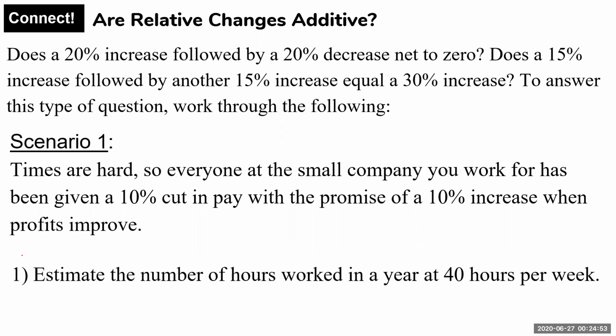Okay. Nice. So scenario number one, times are hard. Everyone at a small company you work for has been given a 10% cut in pay with a promise of a 10% increase when profits improve. Now estimate the number of hours worked in a year at 40 hours per week. There are 52 weeks in a year, so we multiply 40 hours a week by 52, and in a year you are doing 2,080 hours.